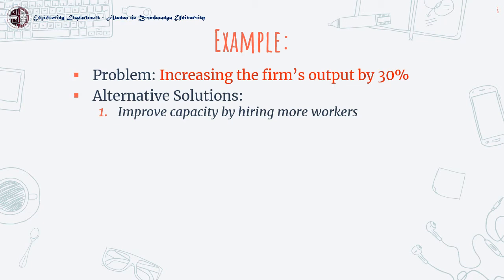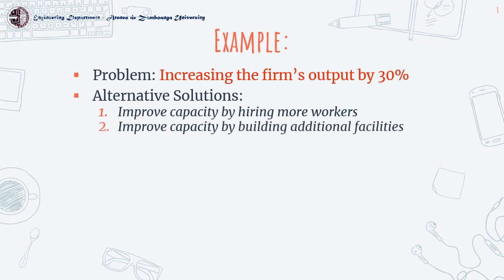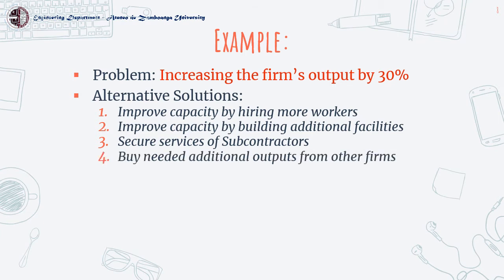One is improve capacity by hiring more workers. Second, improve capacity by building additional facilities. Three, secure services of subcontractors. You can do that. Number four, buy needed additional outputs from other firms. So instead of producing it yourself, you buy from other firms. Number five, you stop serving one of the company's customers or some of the company's customers.